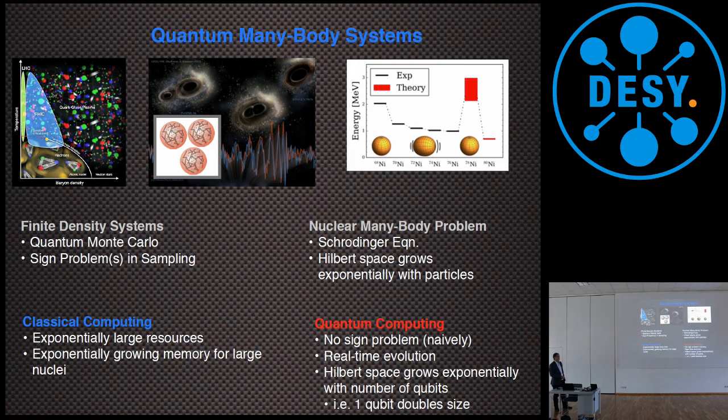One is able to perform real-time evolution. So fragmentation, for instance, in quantum field theories is now a target. The Hilbert space grows exponentially with the number of qubits. What that means is that every time one adds a qubit, you double the size of the Hilbert space that you get to work with.